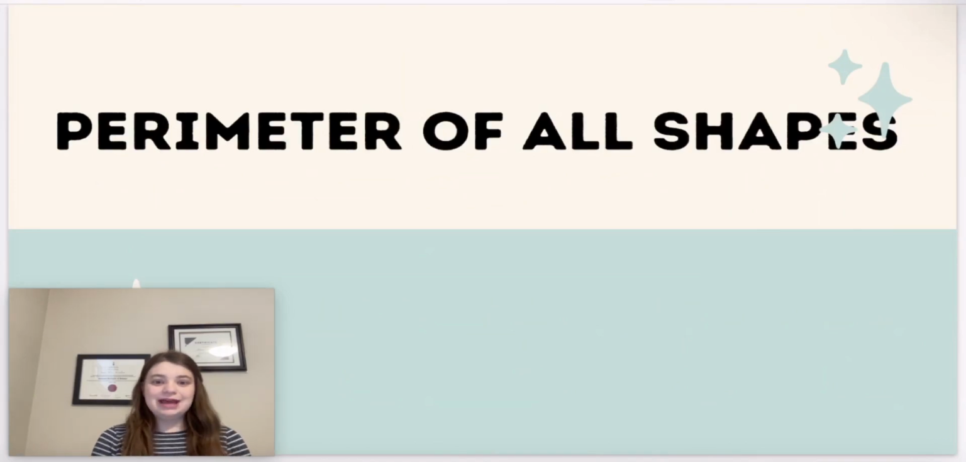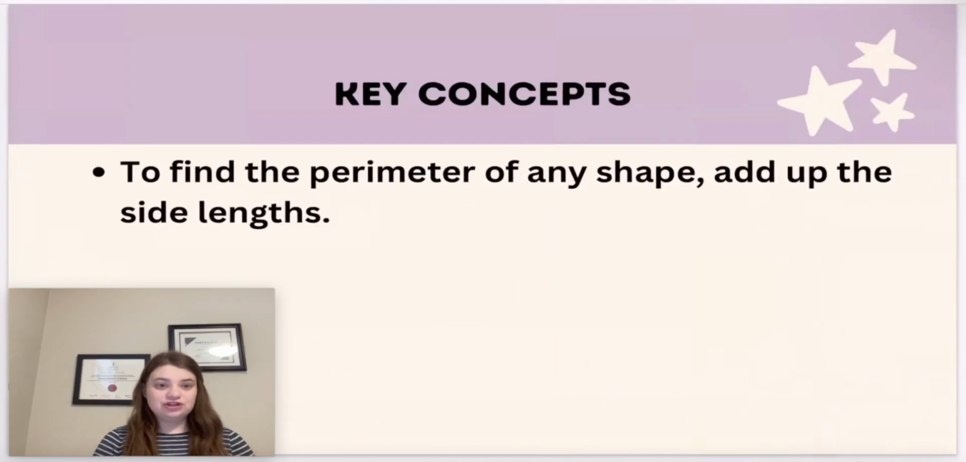Welcome back. Today, I'm going to be talking about the perimeter of all shapes. So, I'm aware that there are different equations for different perimeters. However, what all those equations have in common is they're just simpler ways of basically saying that to find the perimeter of any shape, you add up the side lengths.